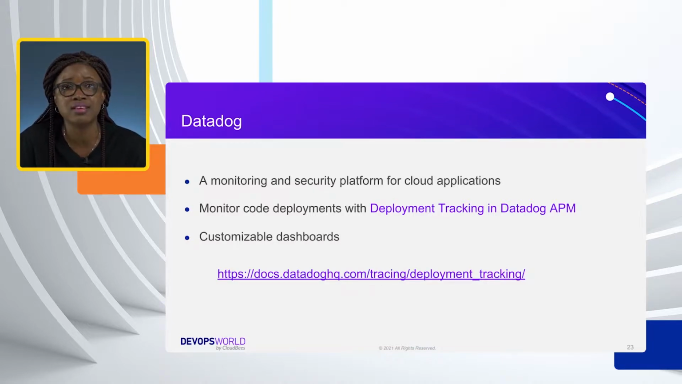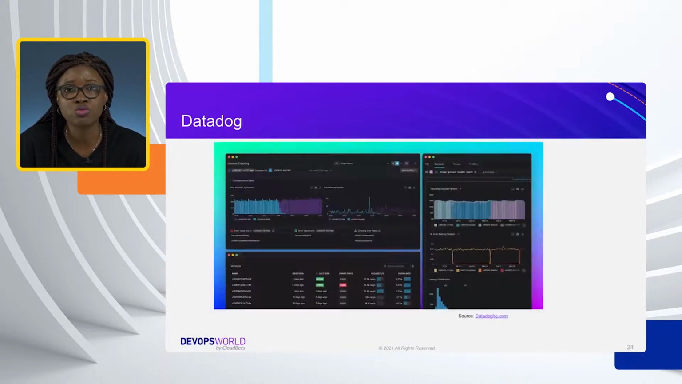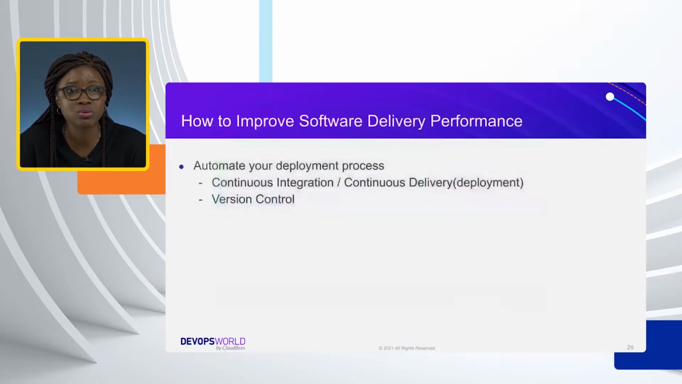Datadog also has deployment tracking that comes with their APM, and this is really cool. It helps you track application performance and stability so that you can detect issues and make production troubleshooting easier for yourself and your team.